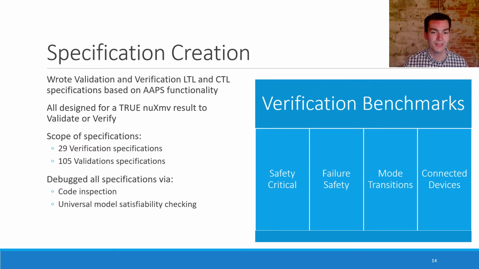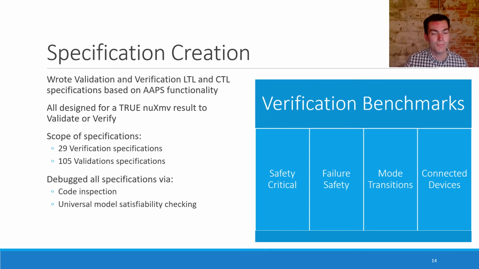One way we ensured verification spec coverage was through using verification benchmarks, which you can see on the right-hand side of the figure. These benchmarks are listed from most important to least important, with safety critical being the most important. In this context, safety critical specifications determined if medication is properly administered while operational. Failure safety checked for proper responses to system failures. Mode transitions focused on pre-transition and post-transition conditions being met. And lastly, connected devices verified that alert messages are being sent and received when a given device is connected.